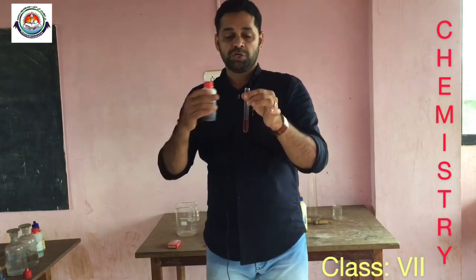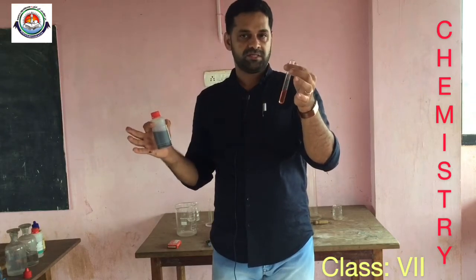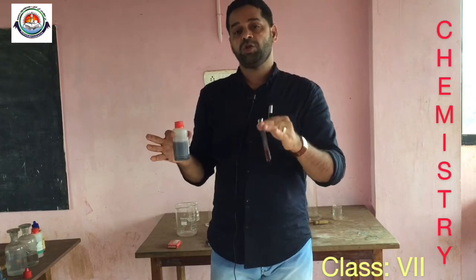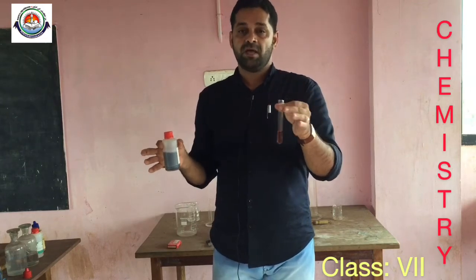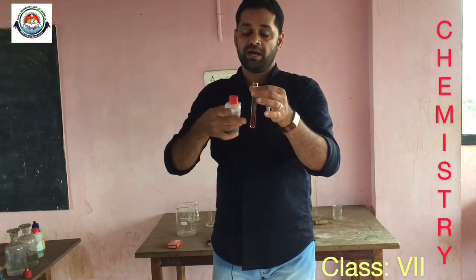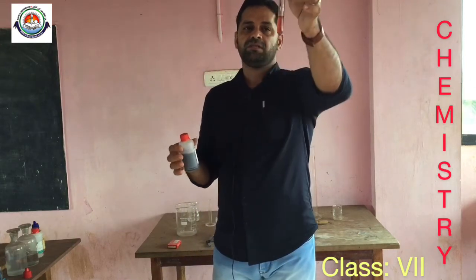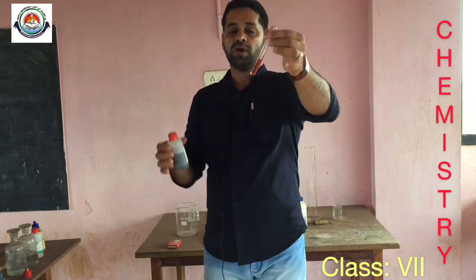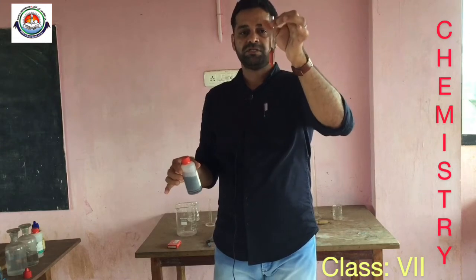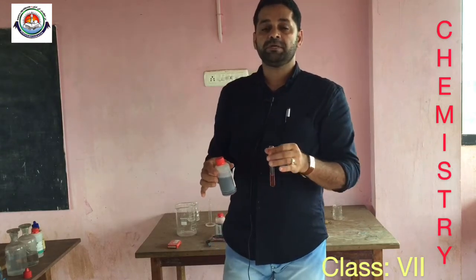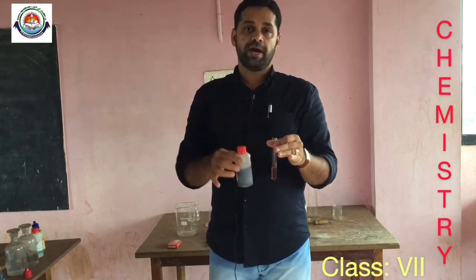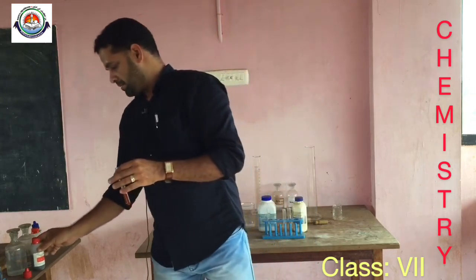When we are adding red litmus solution to acid, there is no color change. So that substance may be acidic or neutral. That is why there is no color change. But when we add blue litmus solution to acid, the blue color changes to red. Why? Because this is acid. So blue litmus solution changes to red if we add it to acid. Okay.